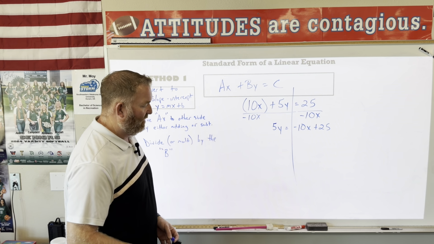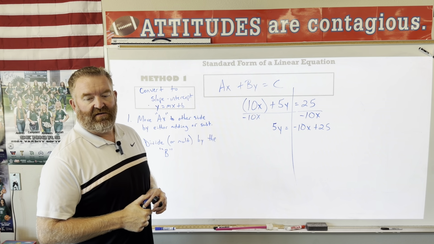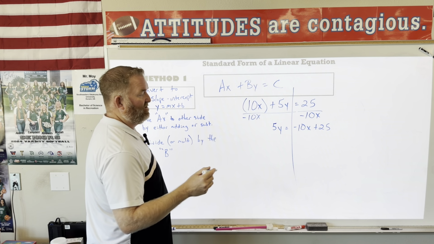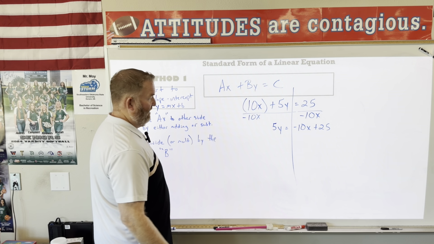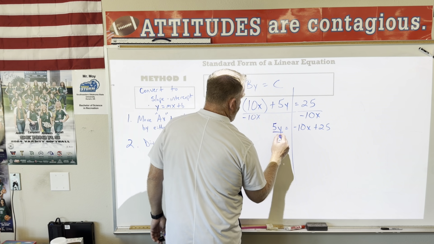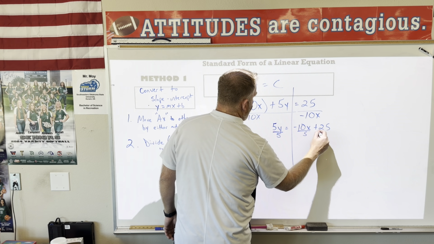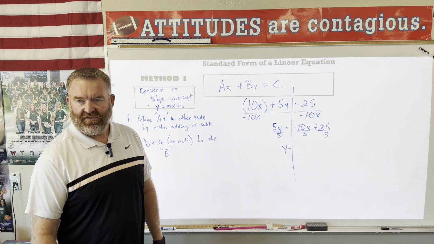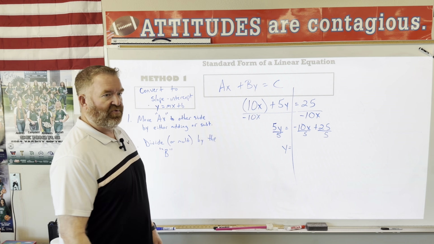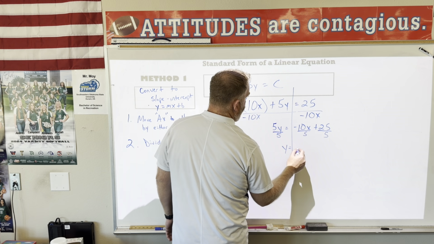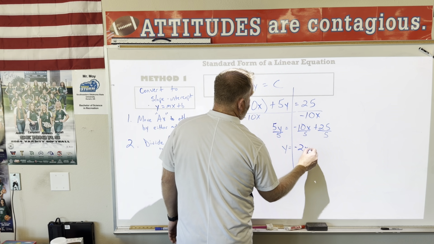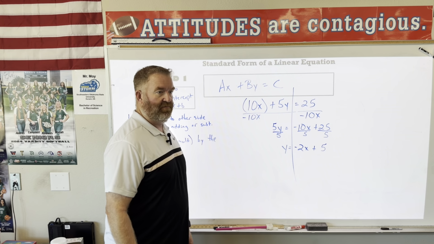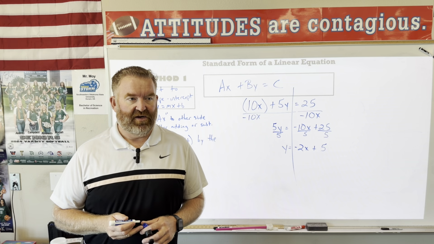Now, what was step number 2? Somebody read it. Divide everything by b. What's the number in front of that y? 5. So I'm going to divide everything by 5. Y equals. Isn't that our goal? Our goal is to get to y equals. What is negative 10 divided by 5? Negative 2x. And 25 divided by 5 is 5. There's my equation: y equals negative 2x plus 5.